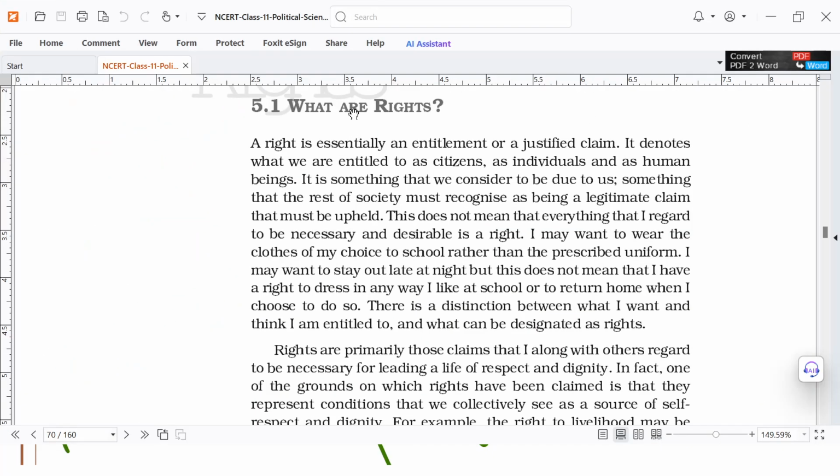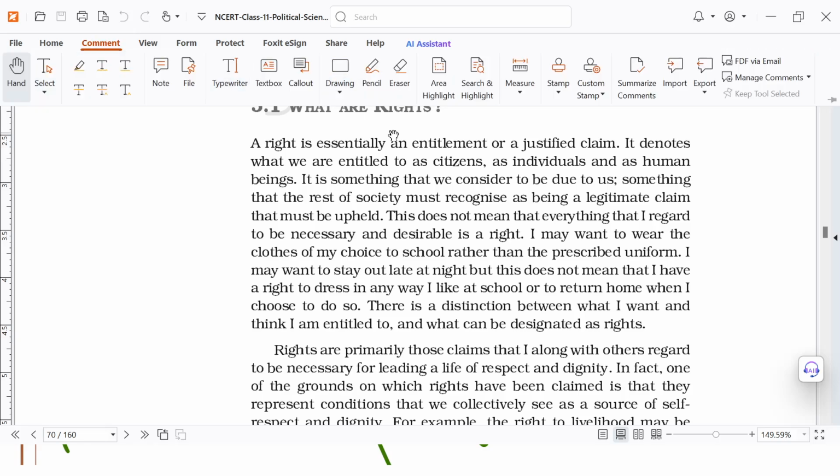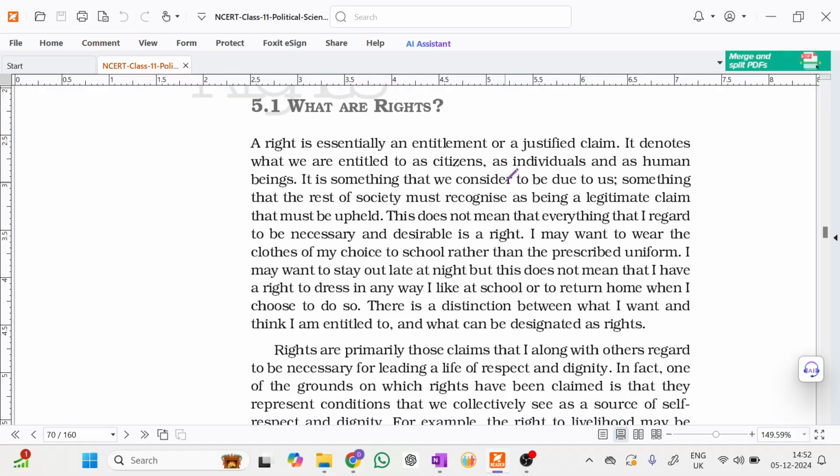The first question, and the first thing that is usually asked, is what are rights? So a right is essentially an entitlement or a justified claim. It denotes what we are entitled to as citizens, as individuals and as human beings.